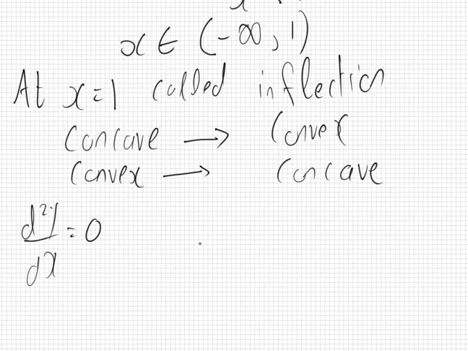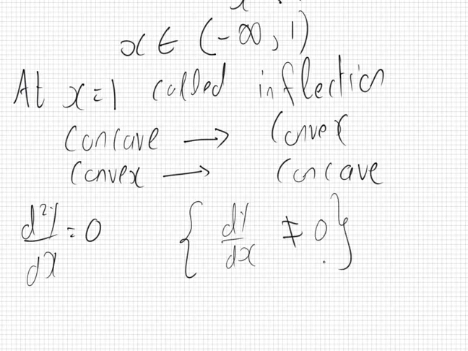However, I must give you a little word of warning. It's useful to note that you need the first derivative not to be 0 at this point. Because if the first derivative and the second derivative are 0, then it might not be concave, it might not be convex, and it might not even be an inflection point. Then it could be something called a saddle point, which is not on the course for semester 1.